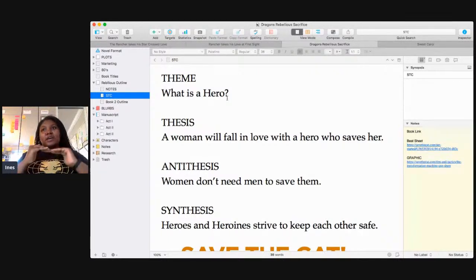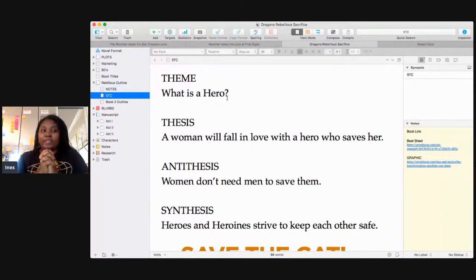They're going to get to the crisis at the end of Act 2, and then they're going to have to figure out by the beginning of Act 3, the synthesis, that heroes and heroines need to strive to keep each other safe. That's what I want to prove in the end.